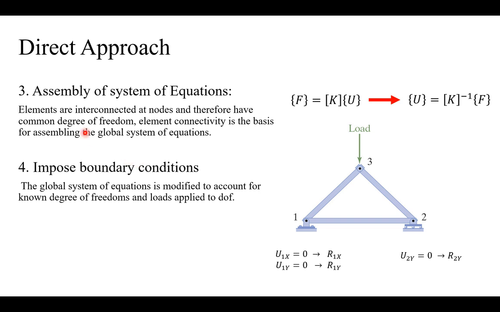The third step would be to assemble our system of equations. So we develop stiffness matrices for each element, but we need to have a global stiffness matrix representing the whole system. So let's say for this example, I have three elements. I have element one here, let's call this element two and element three. And after finding the stiffness matrix for each element, I need to combine all of them into a global matrix. And that will represent the whole system.